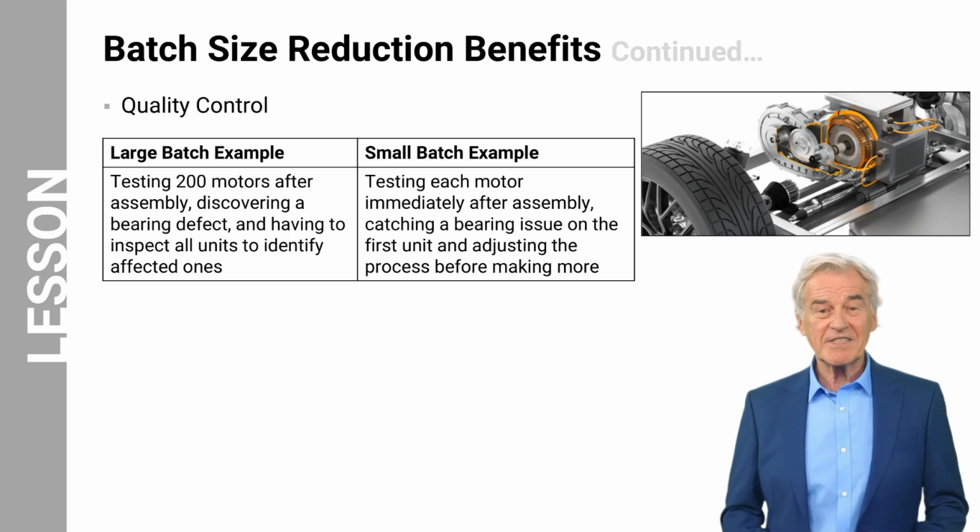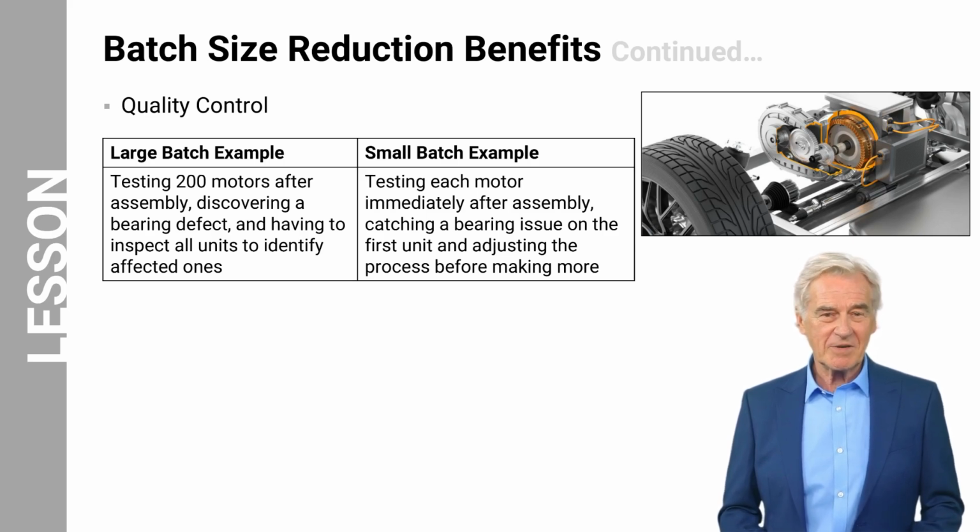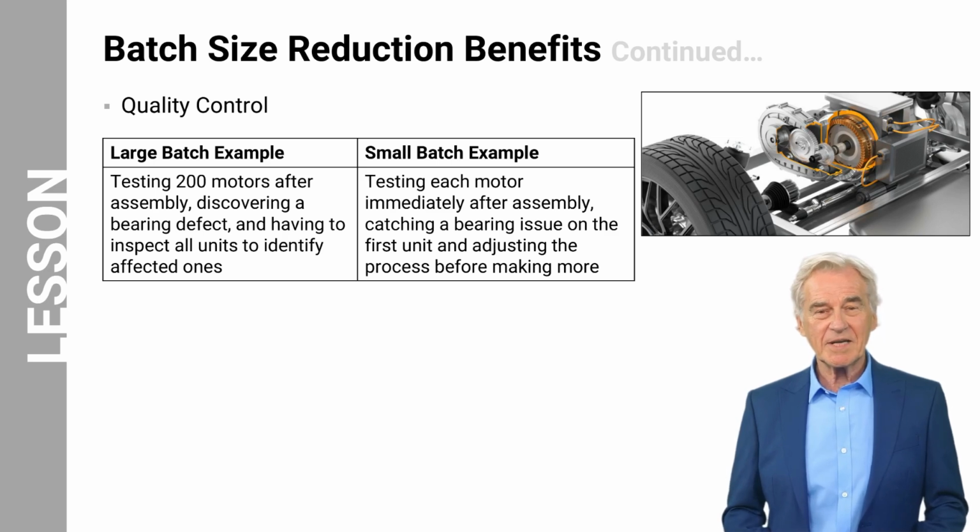Finally, the impact of batch size on quality control is evident in motor manufacturing operations. In large batch production, testing 200 motors after assembly can lead to significant complications when defects are discovered, such as a bearing defect that requires inspecting all units to identify affected ones. Small batch processing offers better quality control by testing each motor immediately after assembly, allowing immediate detection of issues like bearing problems on the first unit. This enables quick process adjustments before additional defective units are produced, significantly reducing waste and rework while improving overall quality outcomes.